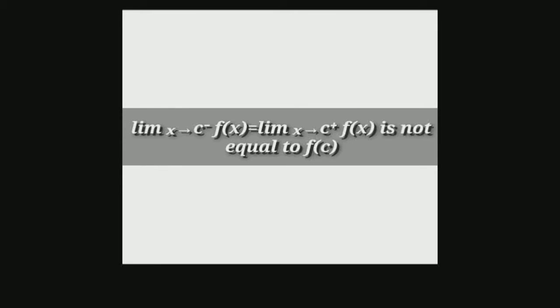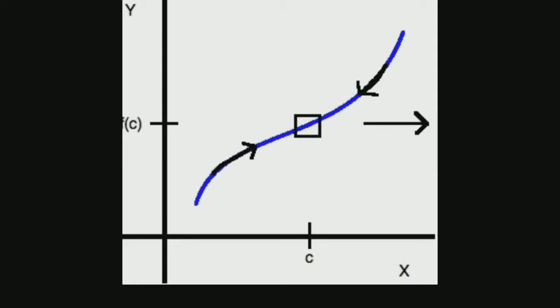In the third condition of discontinuity, the value of the function at some point is different from the left hand limit and right hand limit, while the left hand and right hand limits are equal to each other. Graphically, the third condition of discontinuity is defined as the left hand and right hand limits meeting at one point while the value of the function at point C is different from the limits.